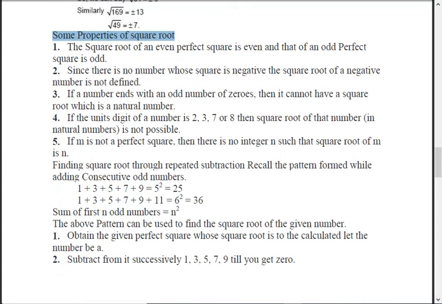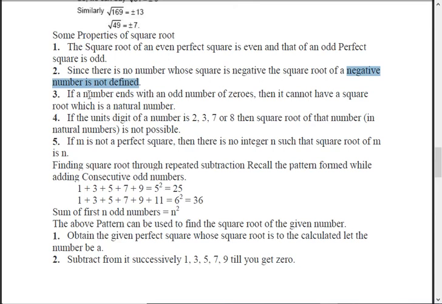Important properties of square root. The square root of an even perfect square is even, and that of an odd perfect square is odd. Means the square root of 36 is 6 and the square root of 25 is 5. Odd is odd, even is even. Since there is no number whose square is negative, the square root of a negative number is not defined. Means it does not exist. You can't find the square root of minus 25.